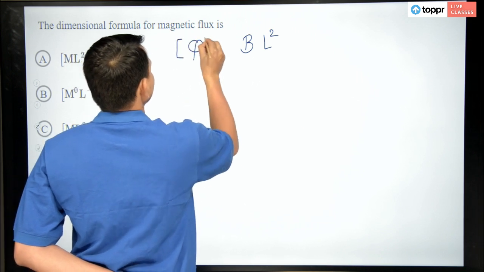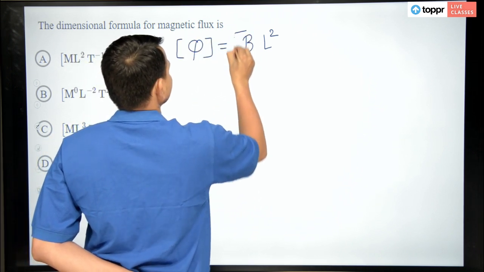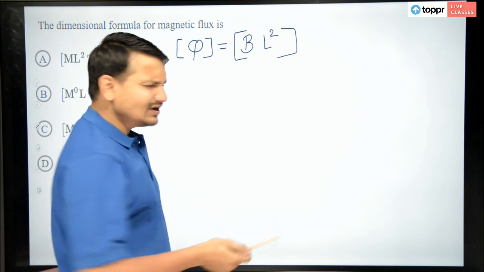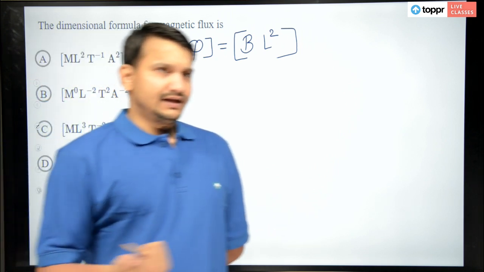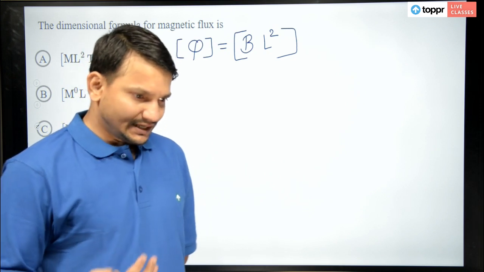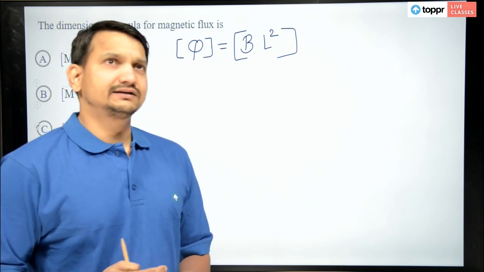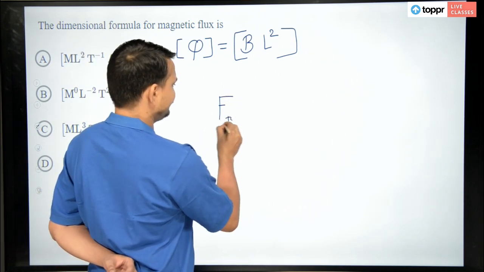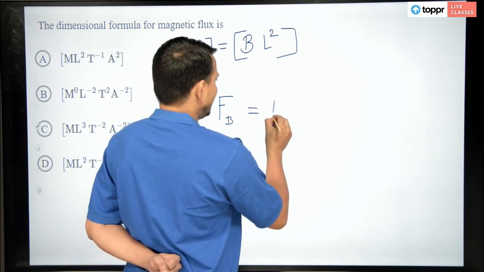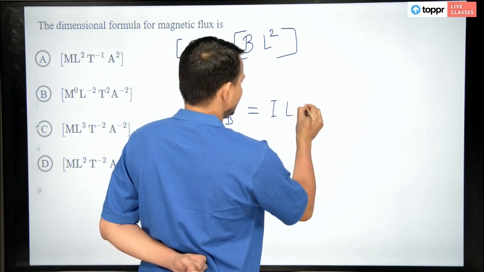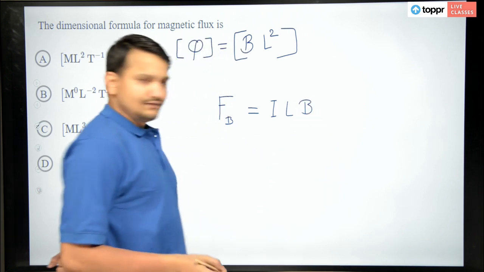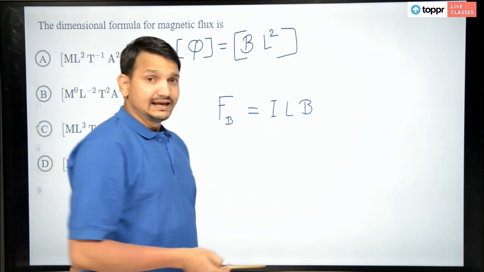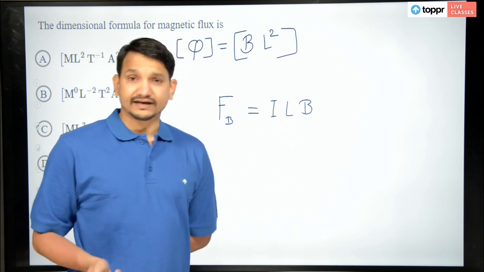So the dimension of magnetic flux equals the dimension of magnetic field times length square. Now, can you relate magnetic field somewhere? You know that the magnetic force on a current carrying conductor can be found as force equals I L B, where I is the current through that conductor, L is the length of the conductor, and B is the magnetic field.